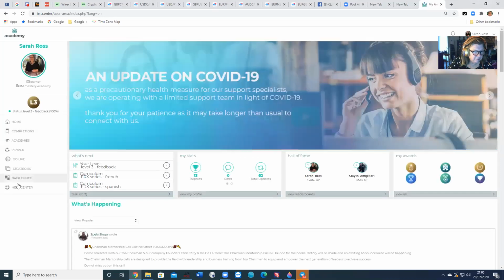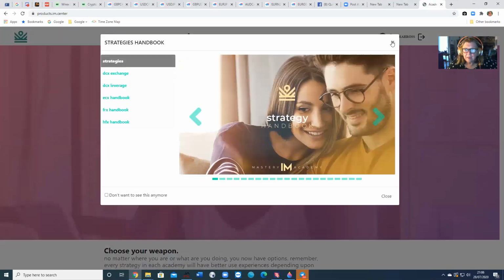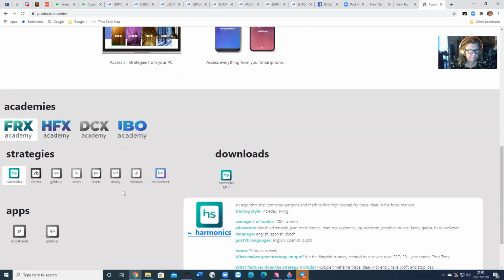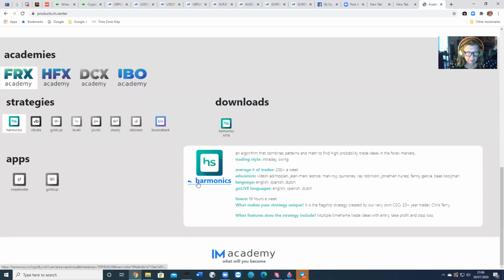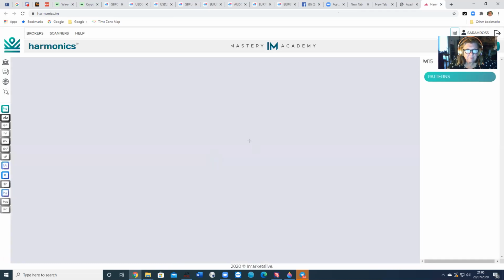And down here, you'll see a number of different things. We won't go through the others, but you just want to click on strategies. This is free with the lowest cost package. And we use that. We use something called HFX, but we won't go into that today. And click on harmonics. And that takes you into the scanner.